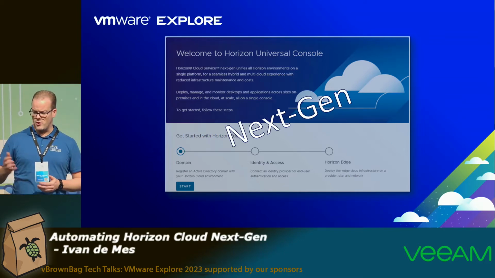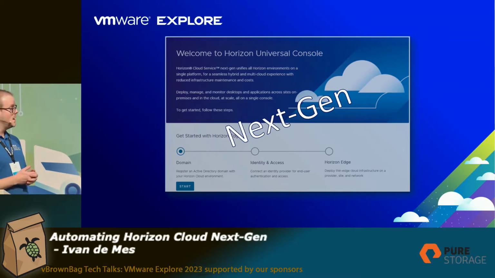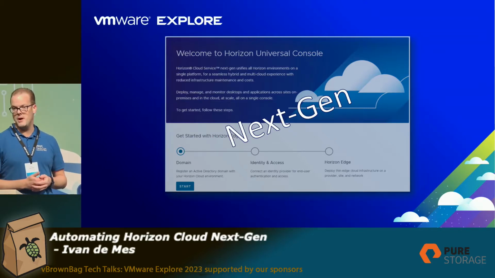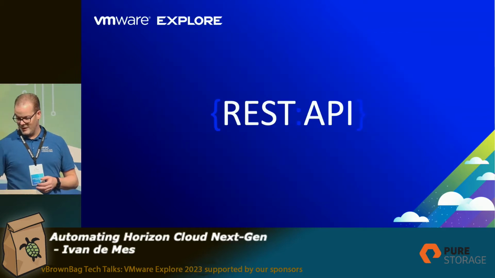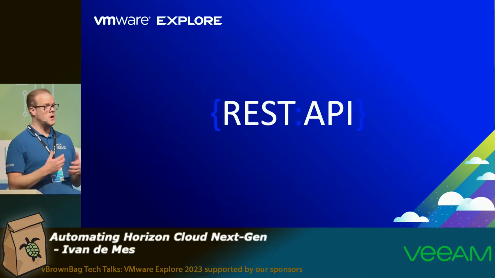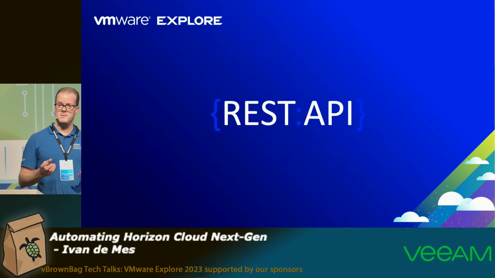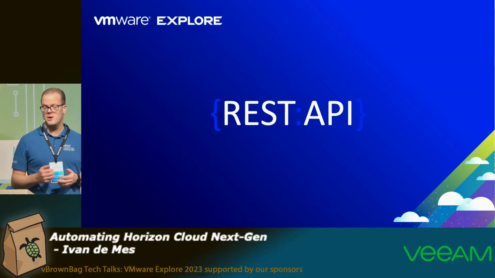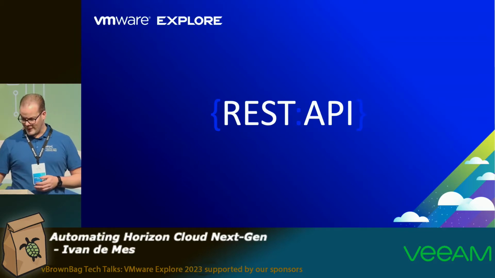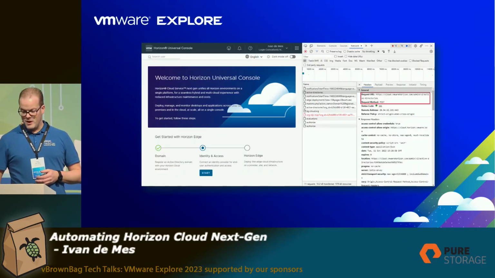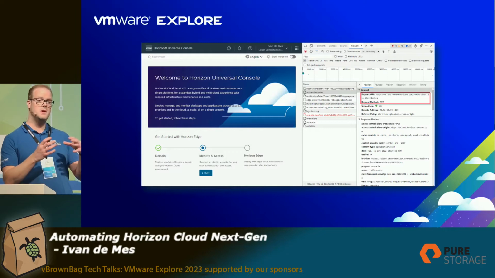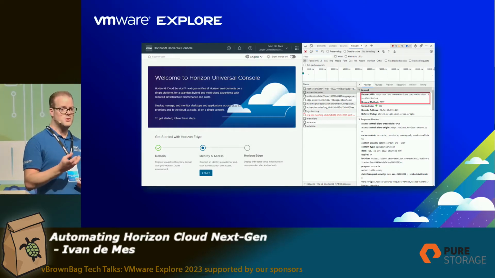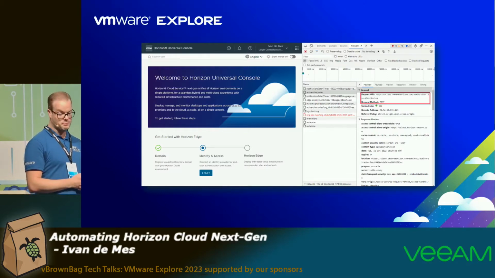And the reason for that is that Horizon Cloud Next Gen has been built from the ground up with support for API. So with that API, we are capable of doing a lot of things that you would normally do in a console. You can now also do that with the API. In fact, everything that you do within the Horizon Universal Console translates into an API request.